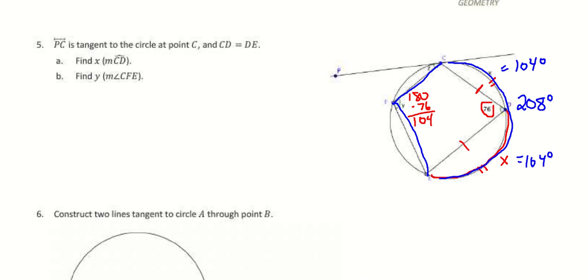That's it. Now it looks like there's a z over here, but we have no way to get that. We would have to know the measure of this arc here to make that happen, which we don't. So that's it. We're stopping.